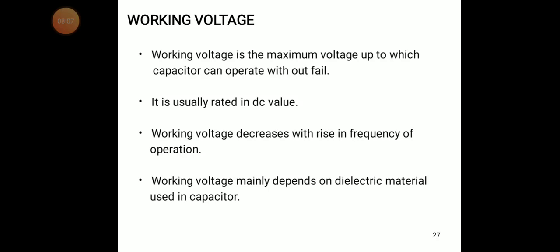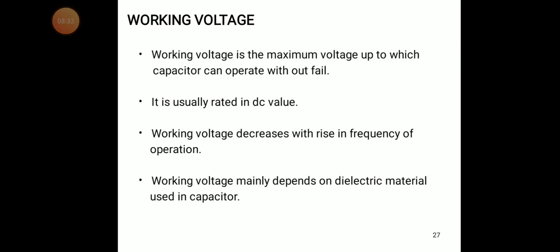Why? Because if a low working voltage capacitor is used in a high working voltage place, it may get damaged. It may alter the function of our required circuit. That is called the working voltage, and that is the importance of the working voltage. Working voltage is usually rated in the DC value, direct current value.